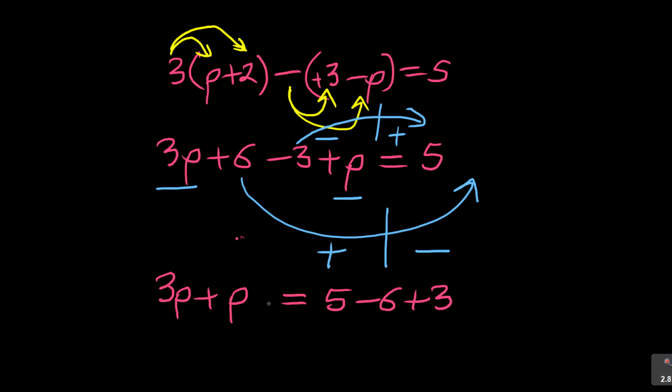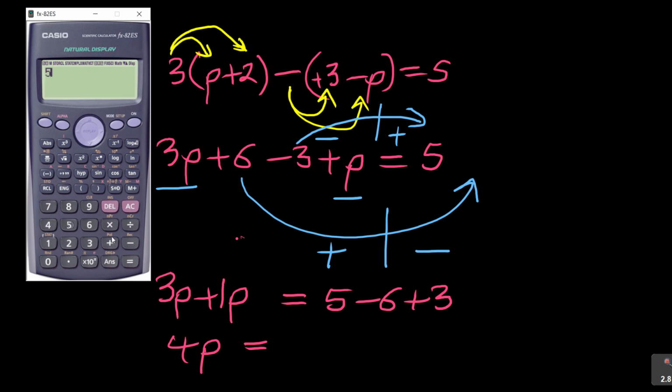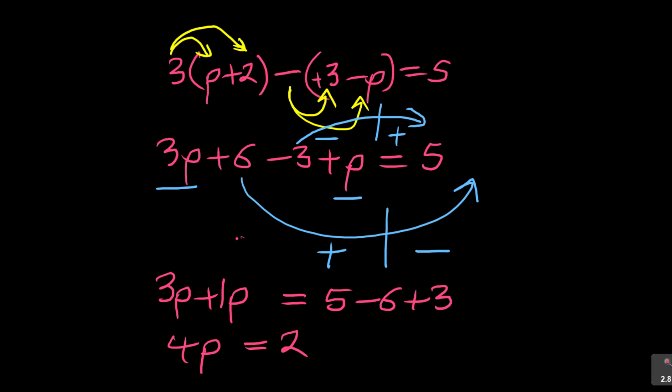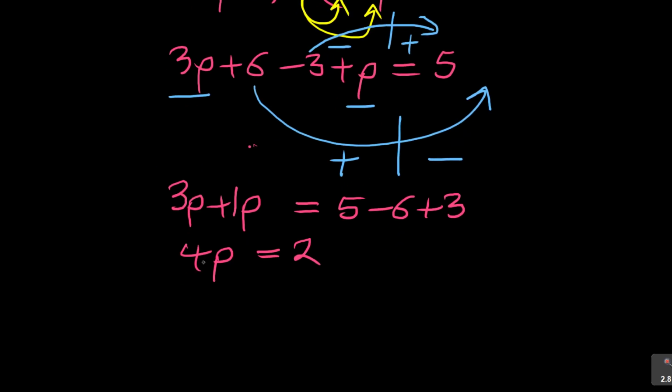Now, 3p plus p means there is a hidden 1 there. 3 plus 1 is 4p is equal to 5 minus 6 plus 3. Use a calculator so that it doesn't confuse you in a way. 5 minus 6 plus 3. You can try with mental. 5 minus 6 is minus 1 plus 3 is 2. Check it, there is a 2. So let's test it with your mental to get practice. Now 4p is equal to 2.